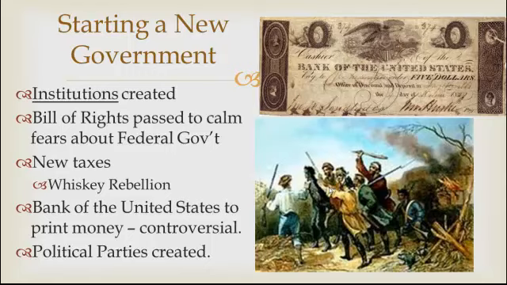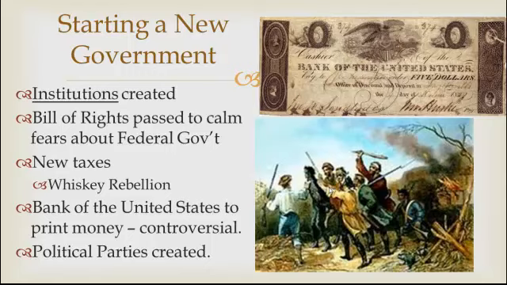Also, new taxes were levied, and these new taxes weren't popular with everyone. In fact, one tax on whiskey actually led to an open rebellion called the Whiskey Rebellion, in which people basically revolted against these new taxes. The United States also created a central bank, a bank of the United States, to print money and basically lend money to the other banks in the country. This was very controversial for a number of reasons, including the fact they thought that this gave too much power to one bank, or that it gave the federal government too much control over the economy.